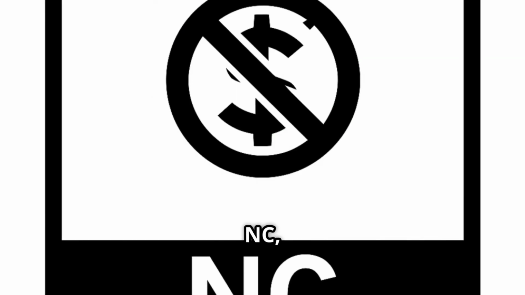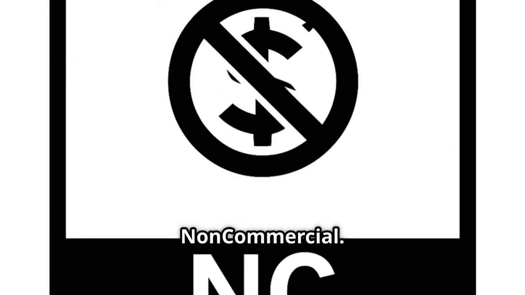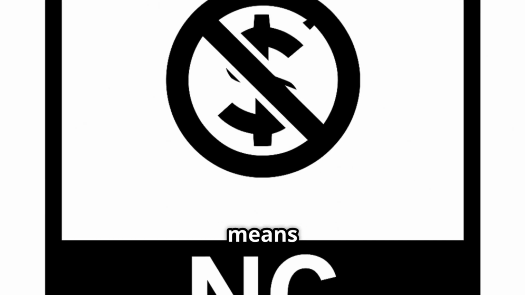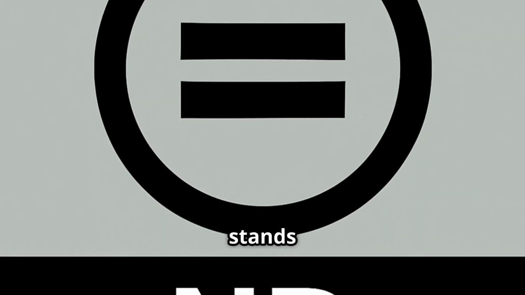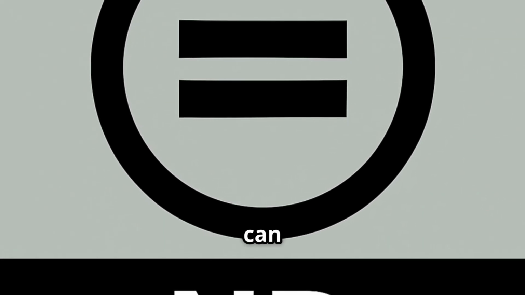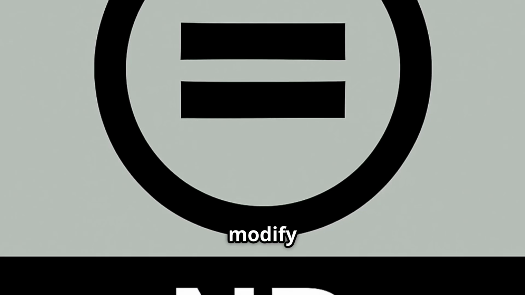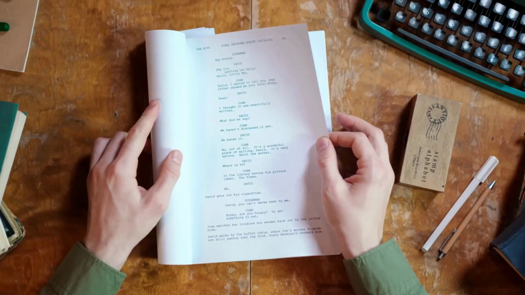Now, let's talk about NC, which stands for non-commercial. If a work is licensed under NC, it means you can't use it for commercial purposes. Finally, we have ND, which stands for no derivatives. It means you can use the work as is, but you can't modify or adapt it in any way.